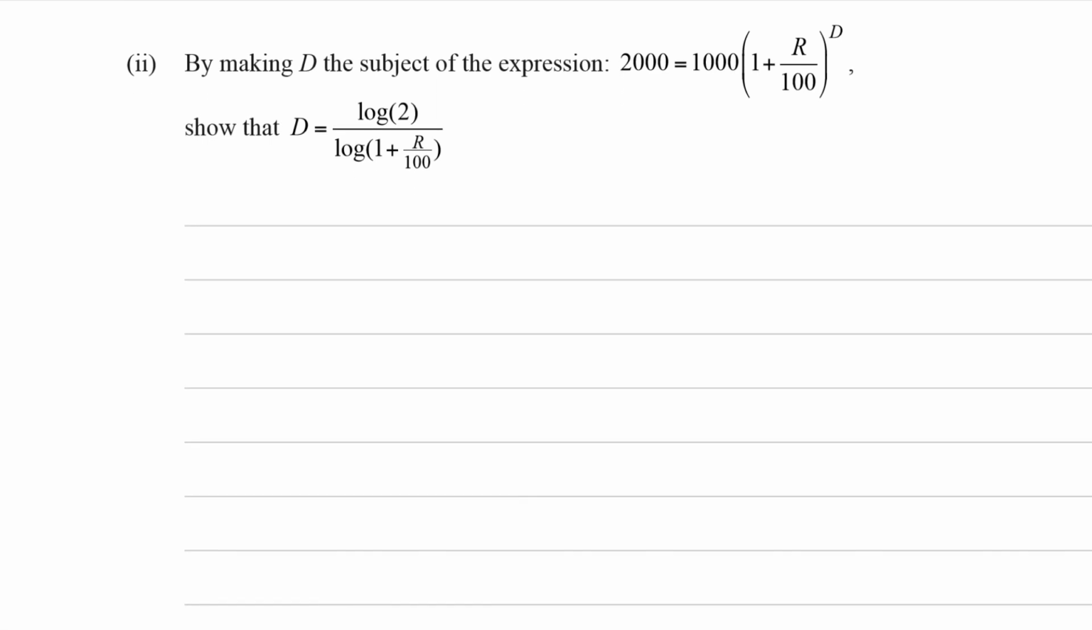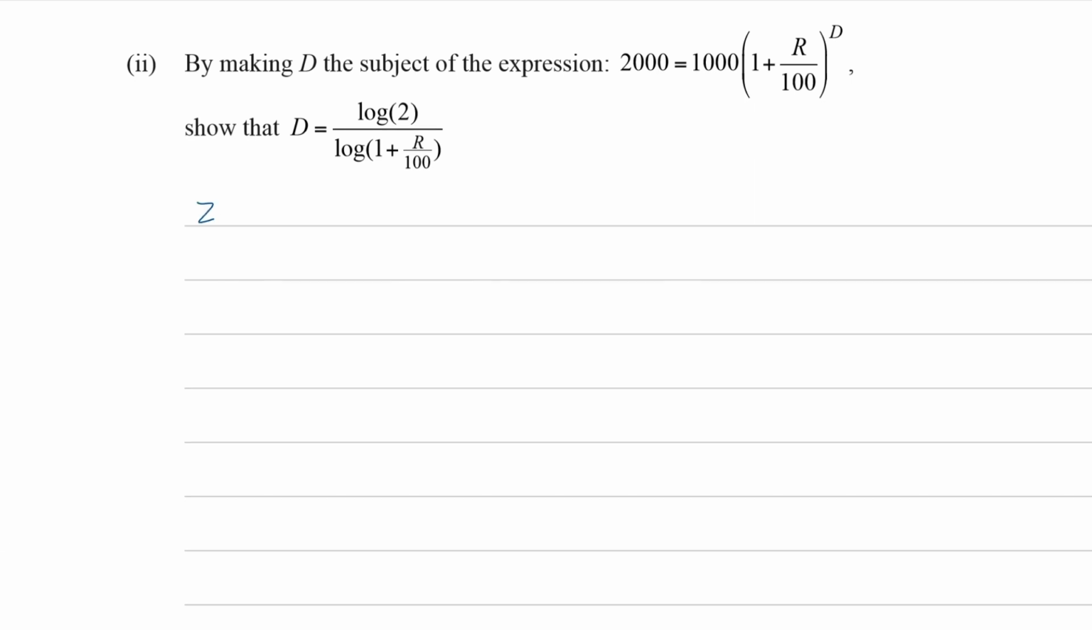In part 2, we're asked to rearrange that formula and make D the subject. And we're actually given what the answer should look like. So if our answer is a little bit different, we need to manipulate it to match the one that is given to us. But for these types of problems, I just like to tackle it and try to rearrange it myself. And then if I'm a little bit off, I might be able to see what I need to adjust, or maybe I need to use another log law to simplify it a little bit further.